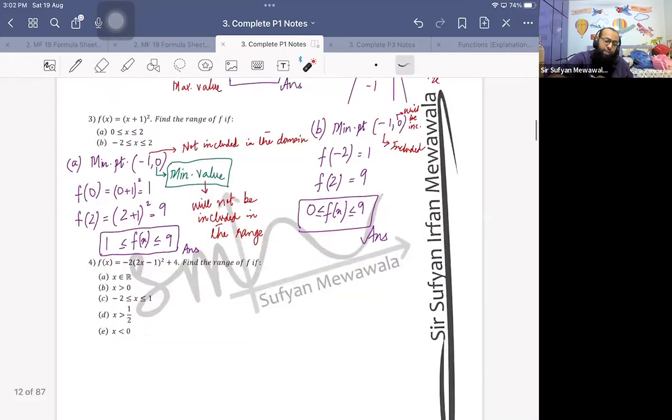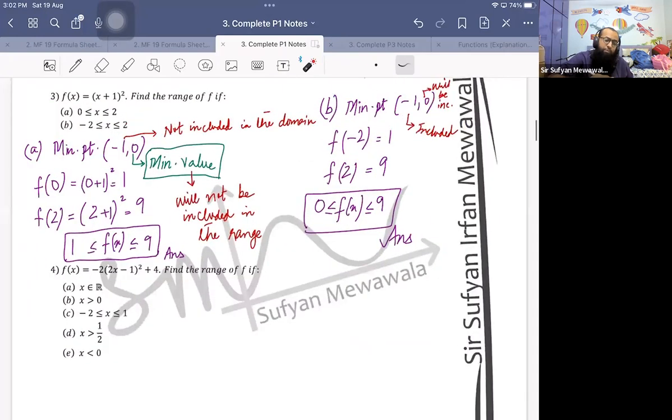But in example number 3, -1 was completely omitted from the domain. It was not within 0 till 2. So we have excluded 0 completely, and we have only focused on 1 and 9 to give our range. And the range is 1 till 9. But over here, as -1 is included in the domain, we are going to consider 0 in the range as well. So 0, 1 and 9: the least value is 0 and the greatest value is 9. So our range is 0 till 9.